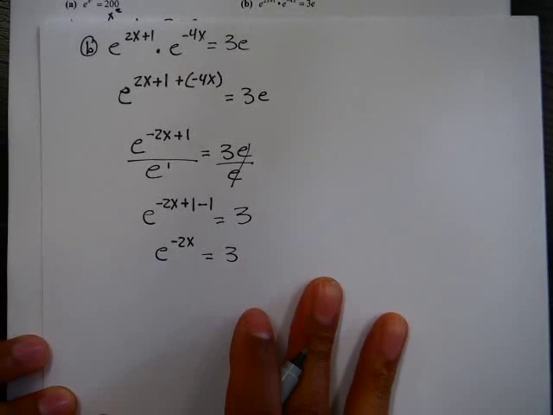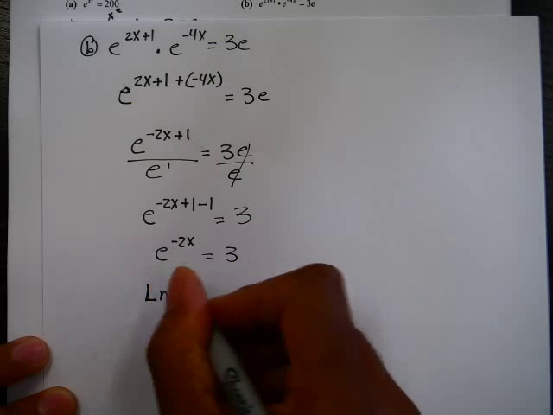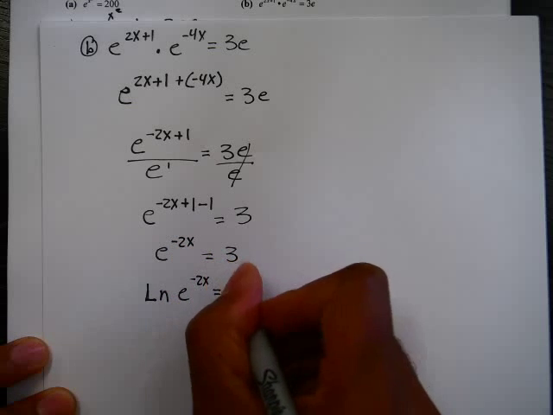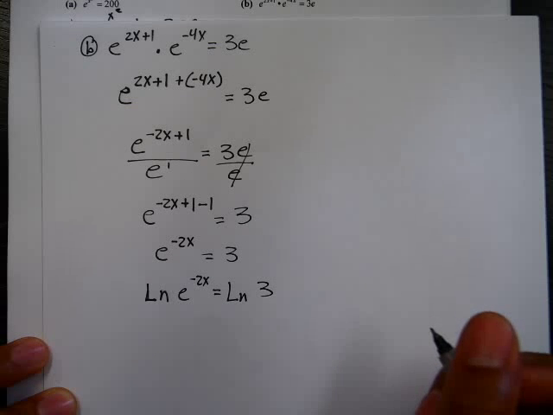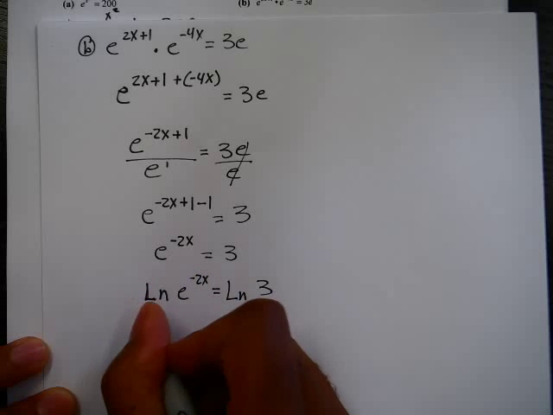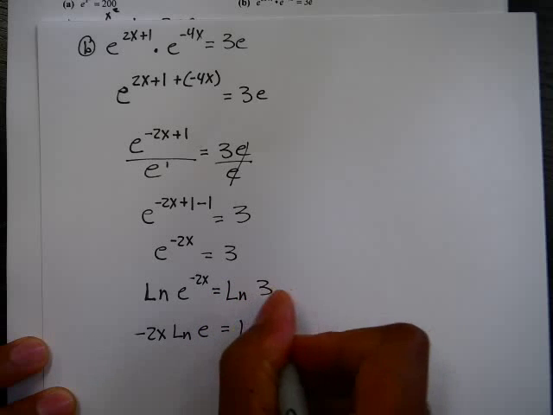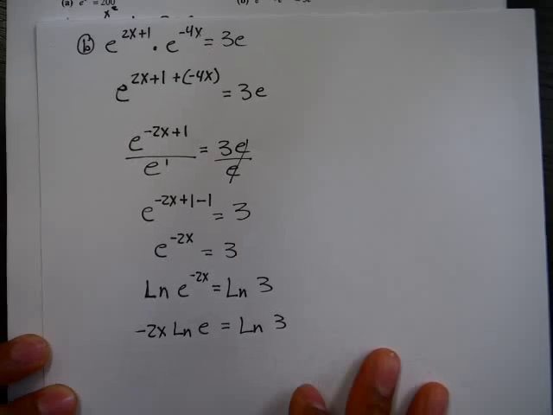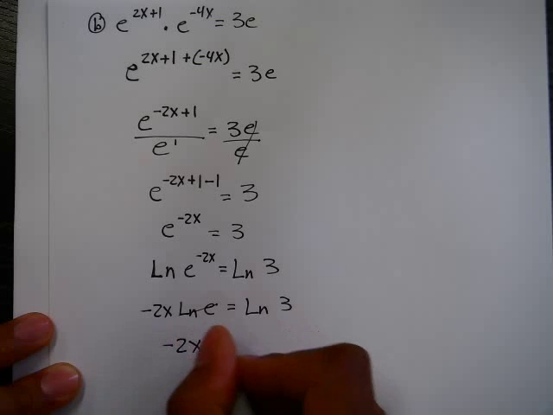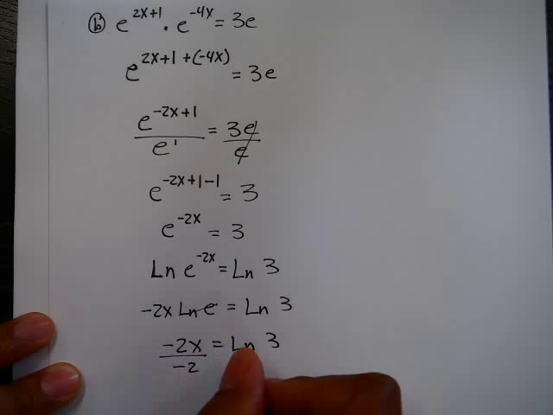So now with e to the negative 2x equals 3, I would take the natural log, ln, of both sides. So ln of e to the negative 2x equals the ln of 3. By our property of logarithms, the negative 2x comes to the front, so this would be negative 2x ln of e equals the ln of 3. Don't forget the ln of e is just 1, so 1 times negative 2x is just negative 2x equals the ln of 3. And then you would divide both sides by negative 2.